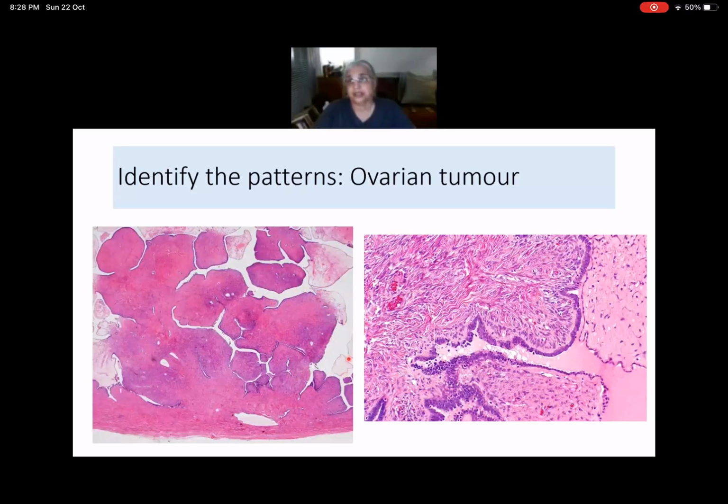This is an ovarian tumor. Very good. What is this? What do you think? Here is the epithelium. Yeah, and this is high power. This is the low power. Polypoid. And it is projecting into something, right? It's projecting into a space.